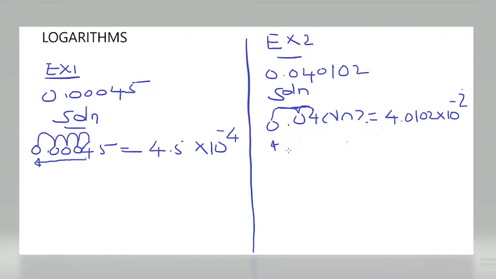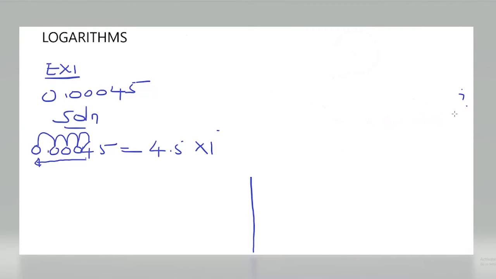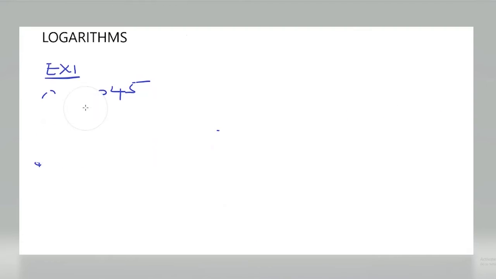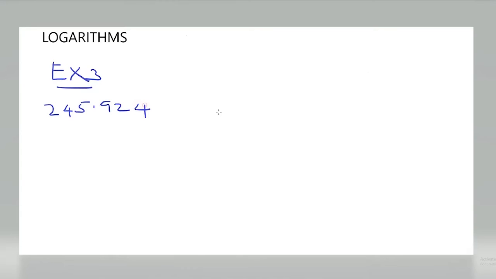Now assume you have this challenge. You can be given a number with a decimal, but at the same time numbers without a decimal. Now let's see an example. Example number 3. Now assume you are given this: 245.924. Okay, this number we consider as a positive number.